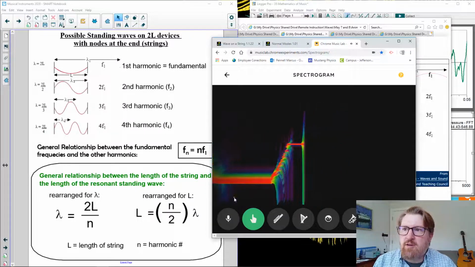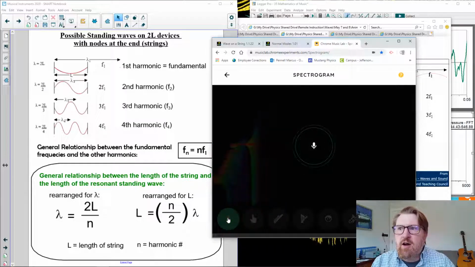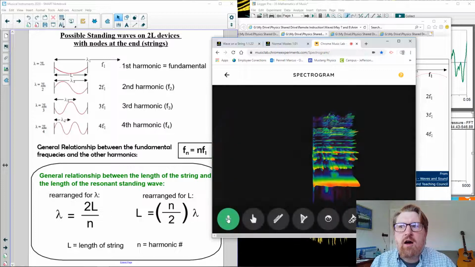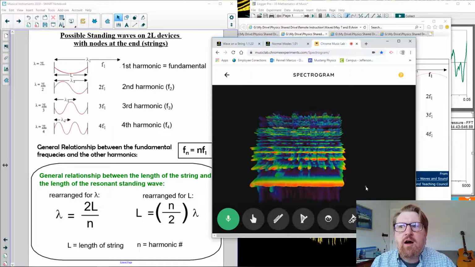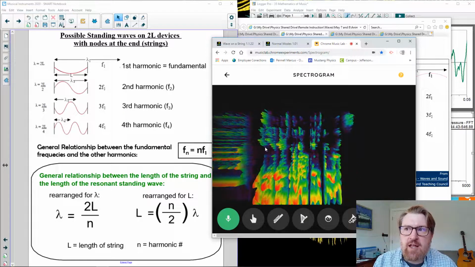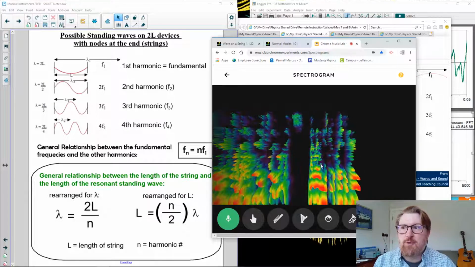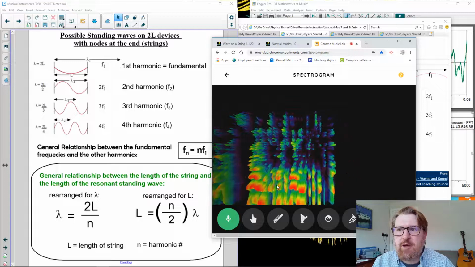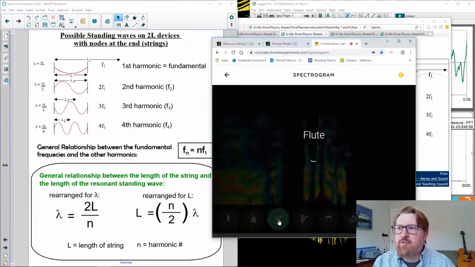Now, if we sing, you can see that there's the fundamental, and there's these other lines. By the way, when you speak, of course, you're varying the frequencies quite a bit. So let's play a flute.